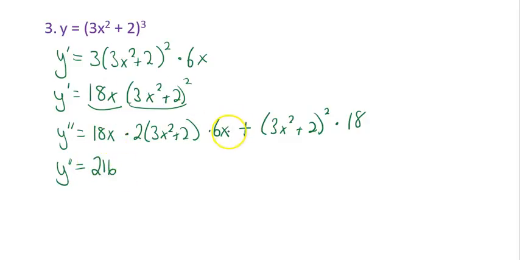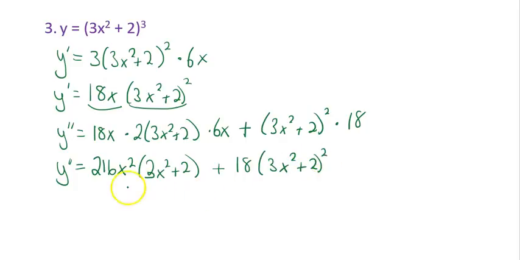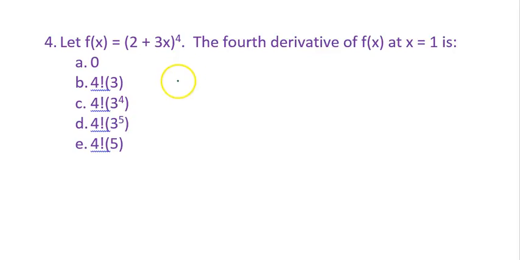I have x and x, so that's x squared. And then I have the 3x squared plus 2 still in parentheses. And I could even distribute through that if I wanted to. And then over here, we would typically move that 18 to the front. And so there's just other things that I could do past that, but I wanted to show you what was legal to combine there.